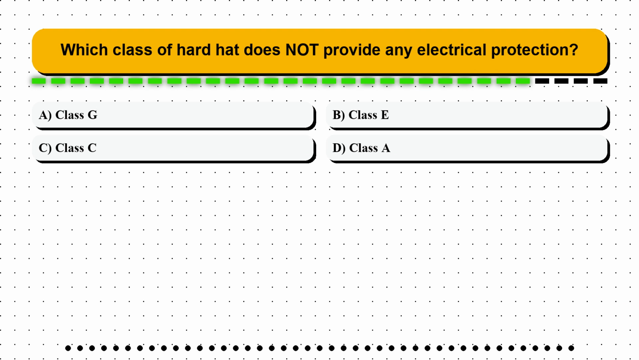Question 43. Which class of hard hat does not provide any electrical protection? Option A. Class G. Option B. Class E. Option C. Class C. Option D. Class A.